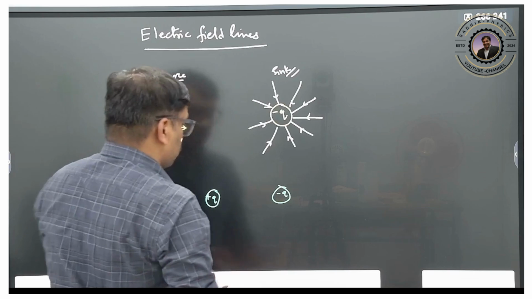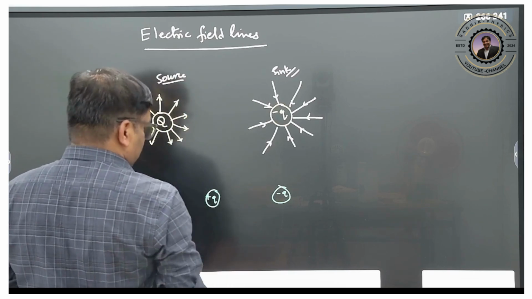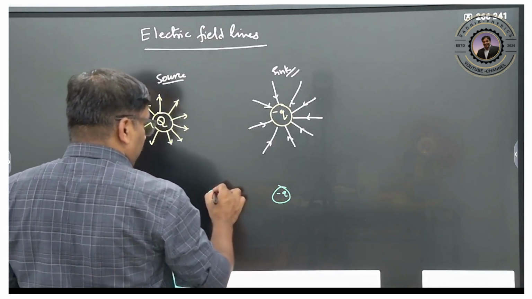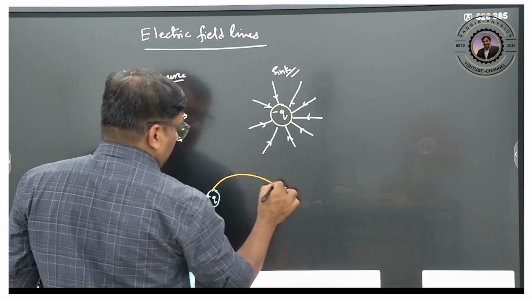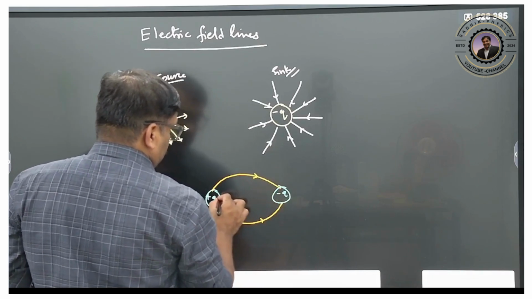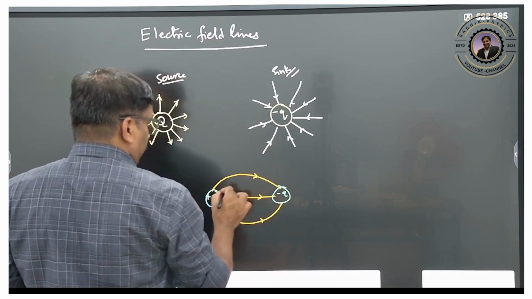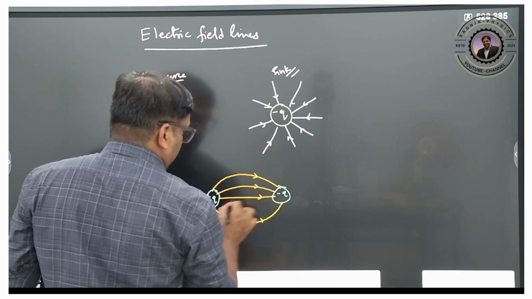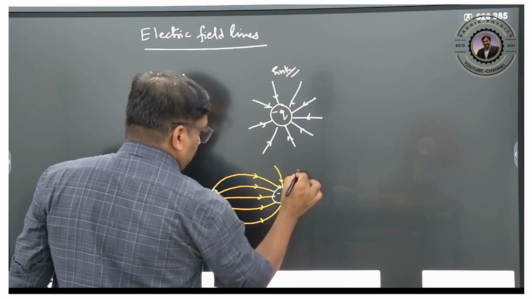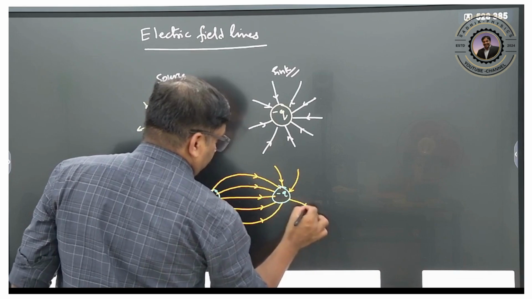Suppose a positive charge and a negative charge are there. How will the field lines be? The field lines emitted by the positive charge will enter into the negative charge. So these are the field lines which are emitted from the positive charge and enter into the negative charge.